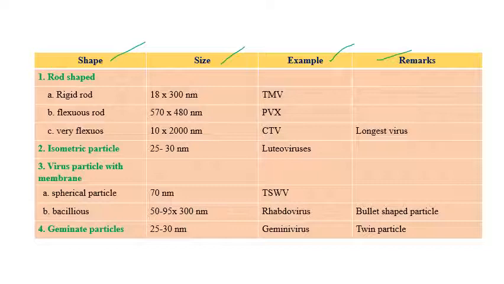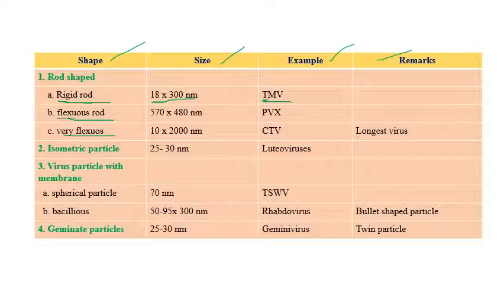Now you will see rod shaped comes under rigid rod, flexuous rod, very flexuous rod. The size range of rigid rod is 18 into 300 nanometer. The best example is tobacco mosaic virus. So tobacco mosaic virus is the best example of a rod shaped virus. The size ranges from 18 into 300 nanometer.